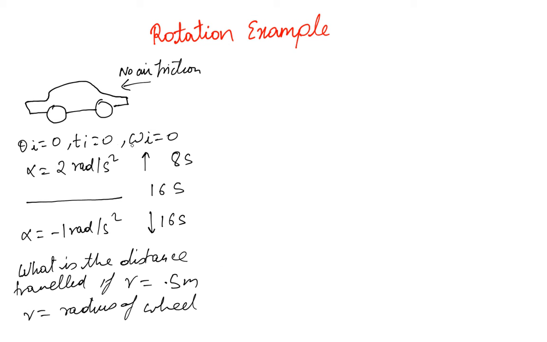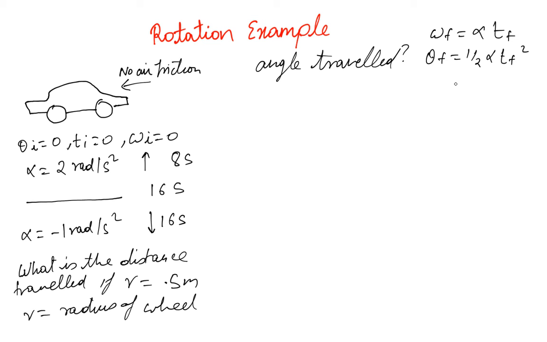Okay, so how should we solve this? Well, we can certainly talk everything in terms of angle, and then find the distance traveled. So first of all, let's see how much angle was traveled. Let's calculate that. With these initial conditions, we can write omega f equals alpha t f, theta f equals half alpha t f square, and, well, there's one more, but probably that won't be used, but just for the sake of completion, the third one will be omega f squared equals 2 alpha theta f.